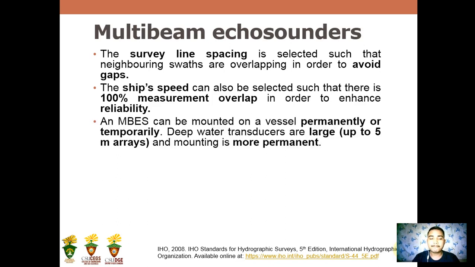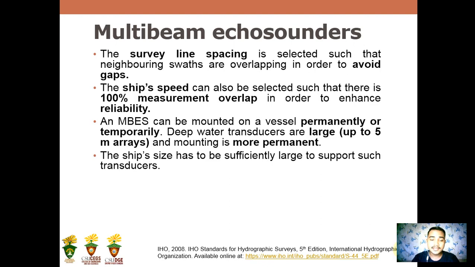A multi-beam echo sounder can be mounted on a vessel, either permanently or temporarily. If that ship is intended for hydrographic survey, it can be permanently attached. But if hydrographic survey is not your usual work, it can be temporary. Deep water transducers are large, up to 5 meter arrays, and must be permanent.